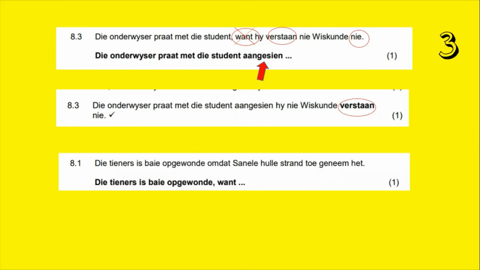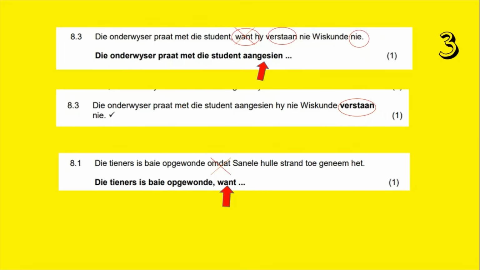Die tieners is baie opgewonde omdat Sanelle hulle strand toe geneem het. However, ooh, I feel so happy for want. It's its time to shine. They want us to swap that with want. Die tieners is baie opgewonde want. So the first thing we're going to do is omdat is going to be followed by, oh, I'm so happy for want. Want is group 1. What does that mean?